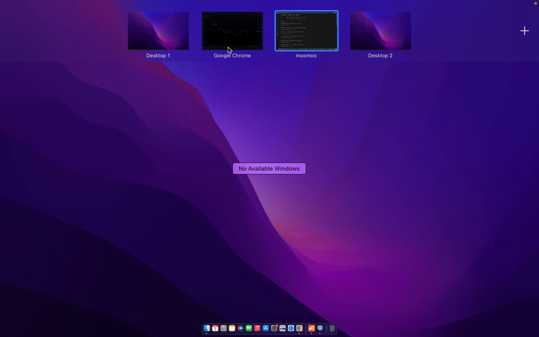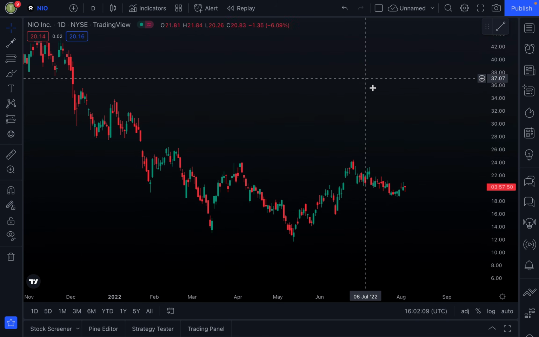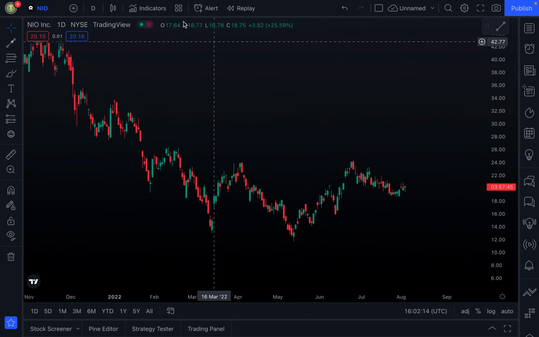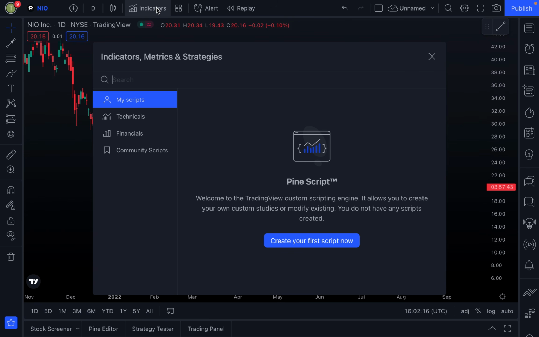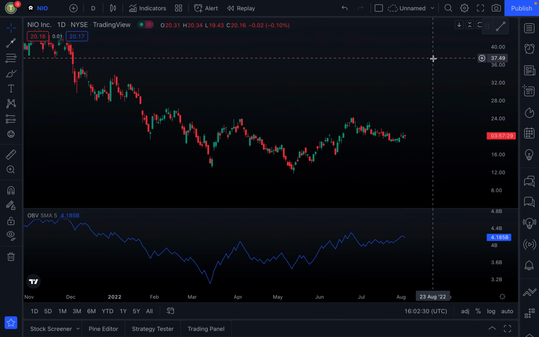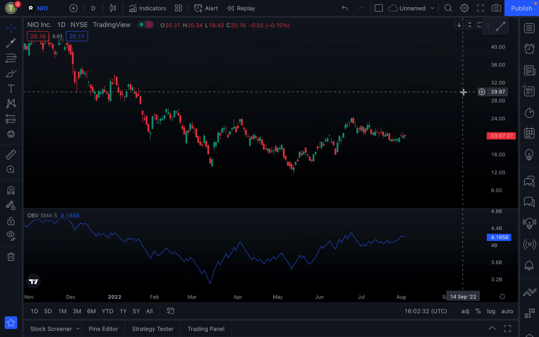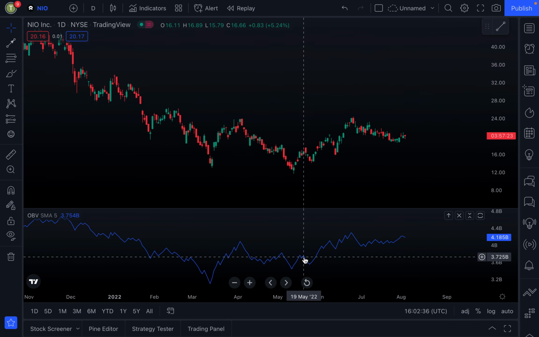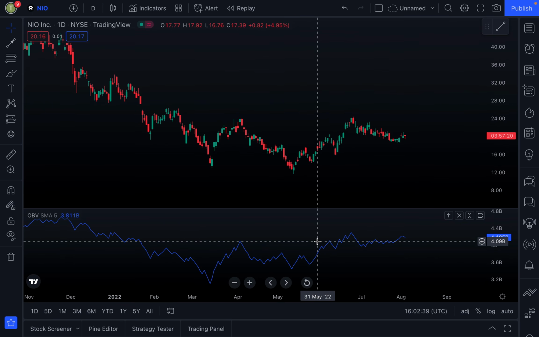So let's get right into this video here, guys. Let's go ahead and start by showing you where you find the OBV and how to add it to your chart. So you want to go to the top here and you want to go to indicators. So click on this and then just type in OBV. And as you can see under technicals, you should see on balance volume. Again, that's what it stands for. So go ahead and click on this once and then go ahead and close out of this window. And so as you can see, it has added our OBV down here. So this is the OBV indicator that you see down here.